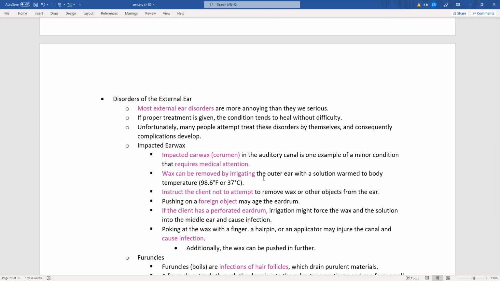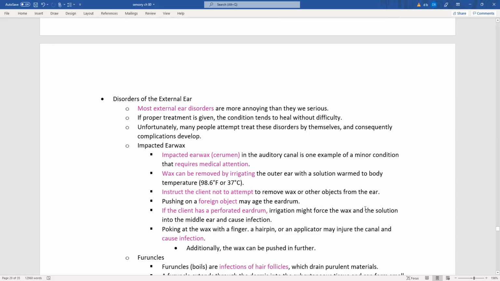But don't put no hairpin in your ear. Yep, that's right. It may age the eardrum. Do not push a foreign object trying to get that wax out. Don't do that. Don't put no hairpin in your ear. If the client has a perforated eardrum, keep the water out.